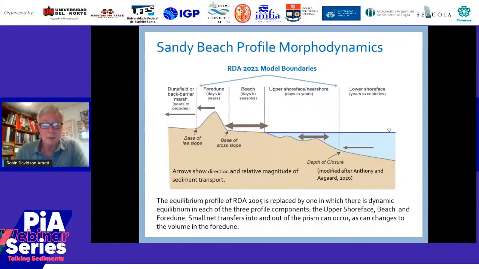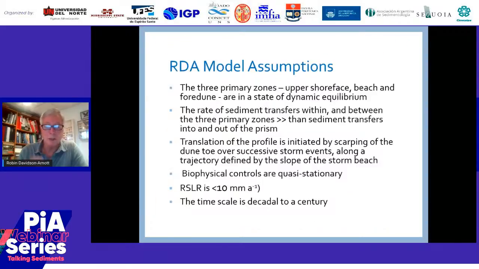The only thing is that the assumption is that these net transfers are relatively small compared to the amount of movement or transfers within that foredune, beach and upper shore face. So that's a major change to the assumptions of the model. So we assume then these three primary zones, the upper shore face, beach, and foredune, are in a state of dynamic equilibrium. And we assume that, as I said, the sediment transfer rates within and between the primary zones are much greater than into and out of it.